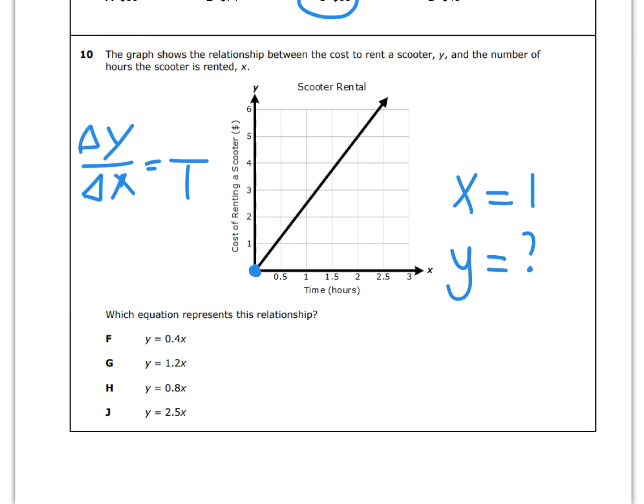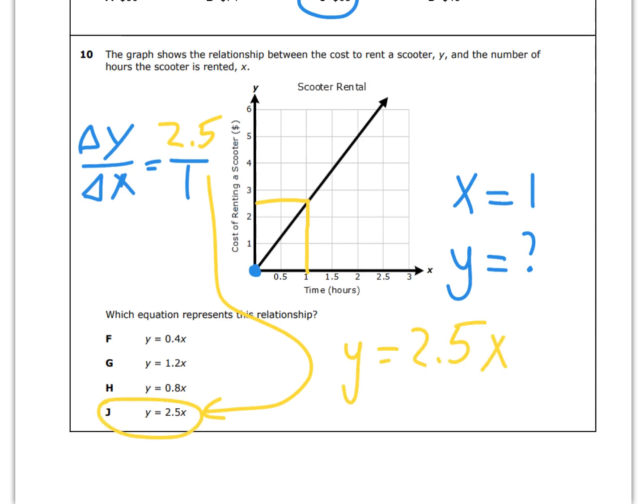So what's the value at 1? If I go to 1, I get a value here, which is 2.5. And 2.5 divided by 1 is 2.5. So we get J, y equals 2.5x. And we know there's no b value on the end because we started at 0, 0.